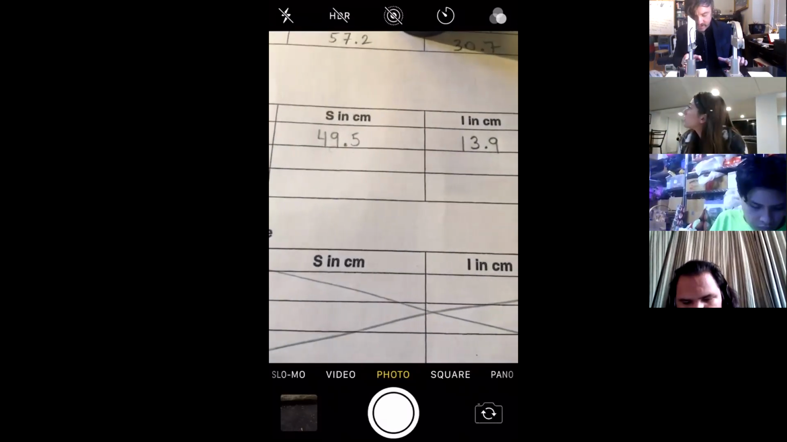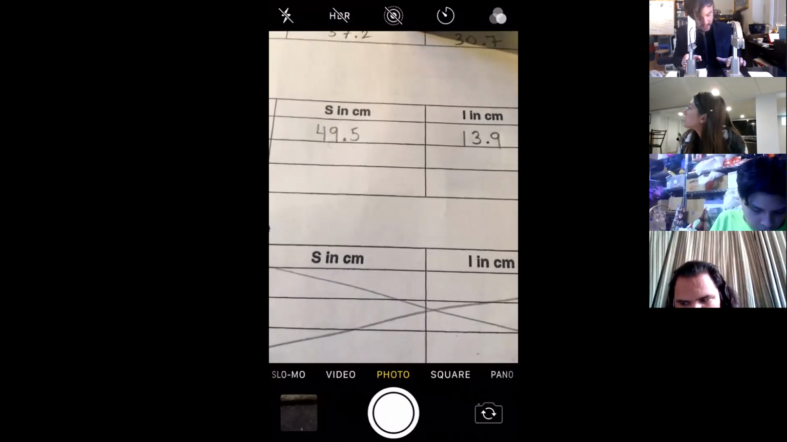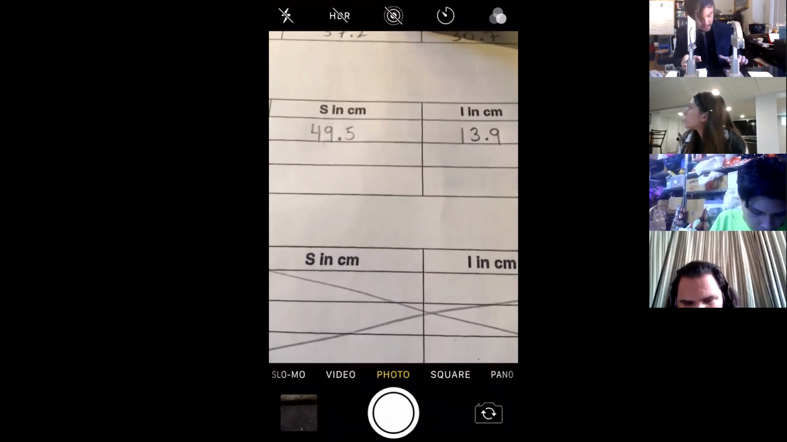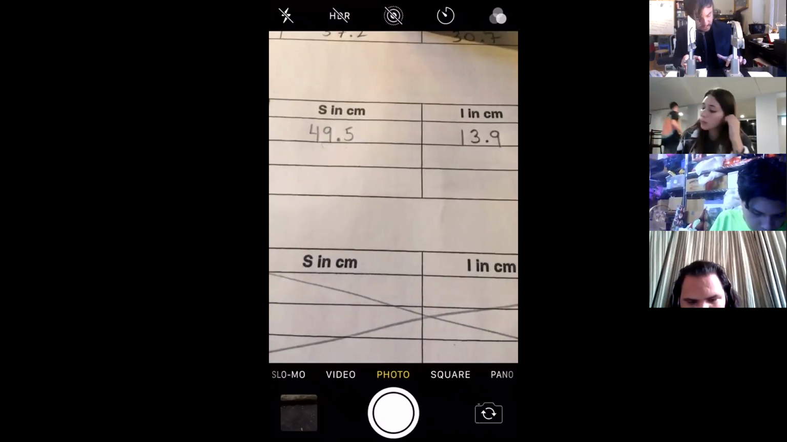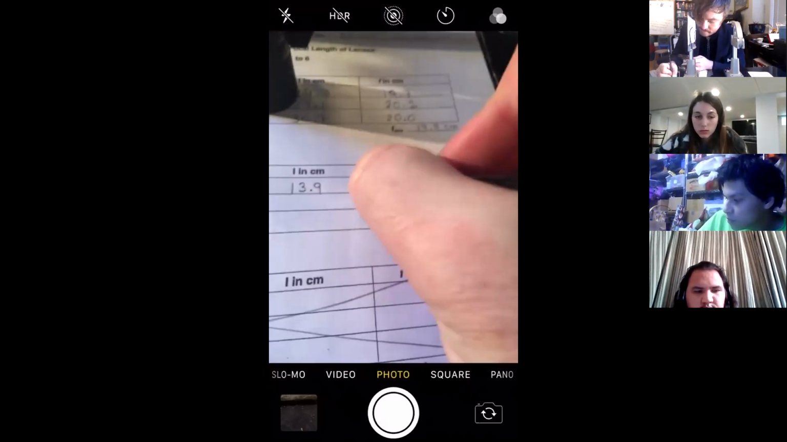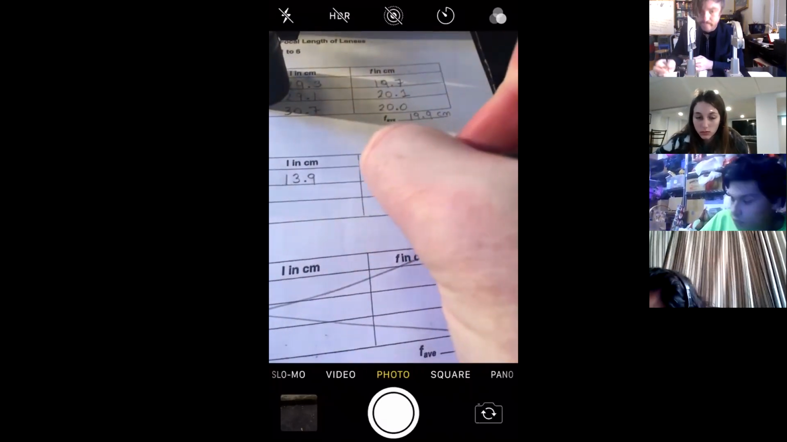Let's calculate the focal length. So we do 49.5 times 13.9 divided by open parentheses 49.5 plus 13.9 close parentheses equals. I got 10.9 centimeters.